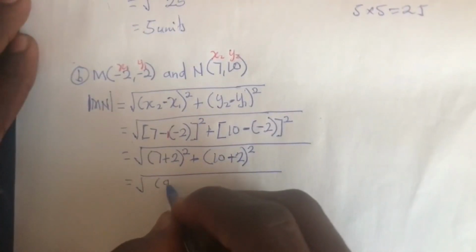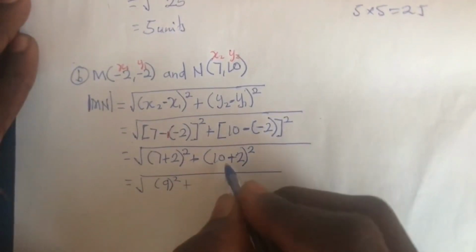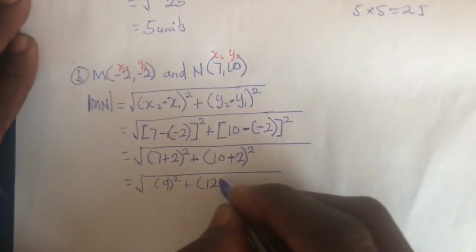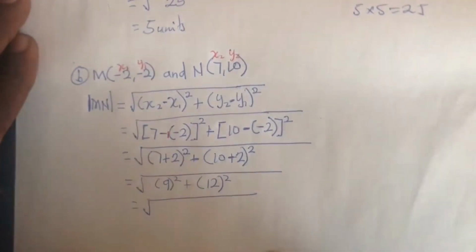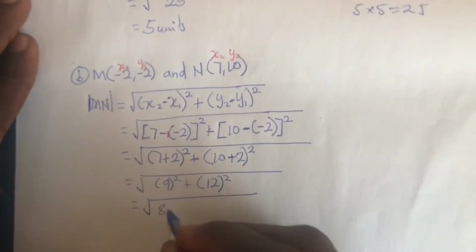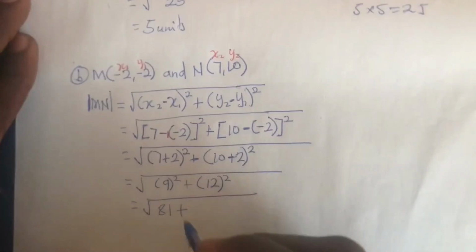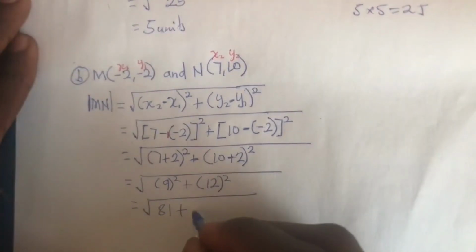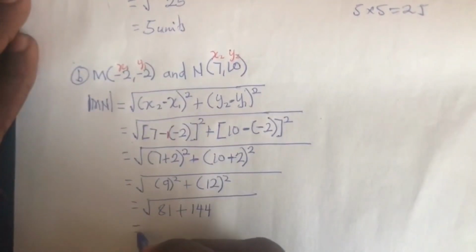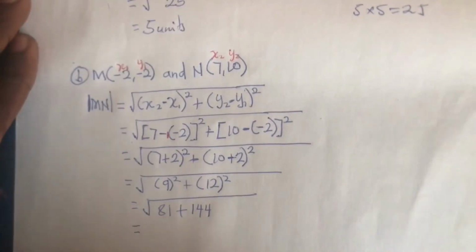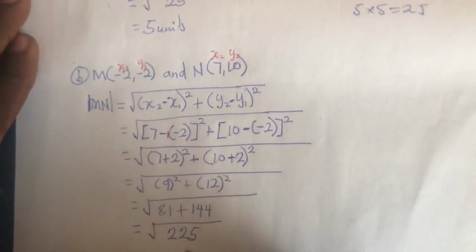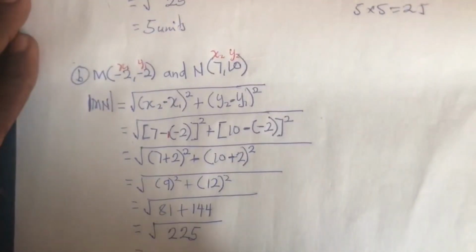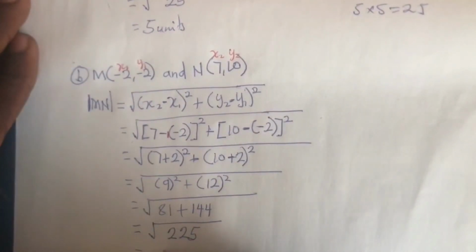Then what happens? 7 plus 2 is 9, also squared. Plus 10 plus 2 is 12. I hope you are getting it. Also squared. So I'm narrowing everything down now. 9 squared is 81. Then plus 12 squared, we have 144. So when you add 81 to 144, you'll be getting 225. Great. So when you take the square root of 225, you'll be getting what?